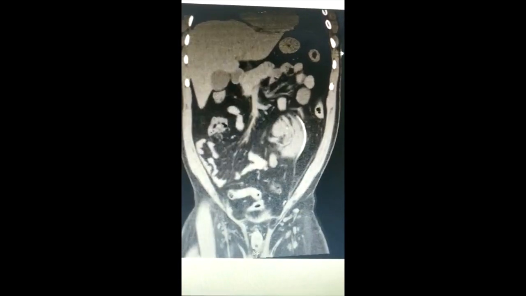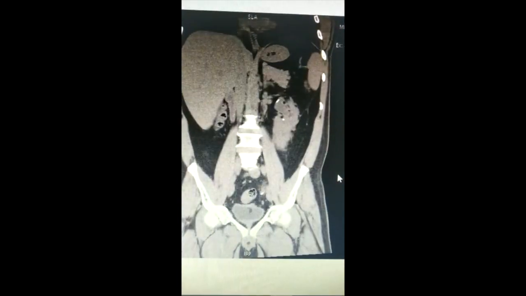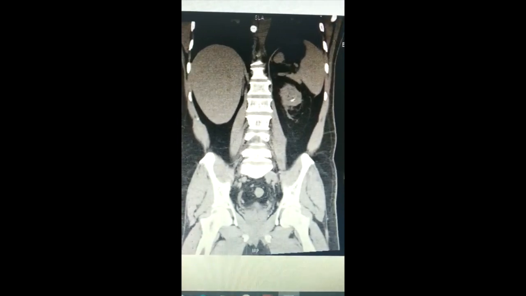With the stent in situ we have done a CT. No stone was seen on postoperative day 1 except 1 or 2 small specks. So the advantage of RIRS in such cases is obvious. Thank you.